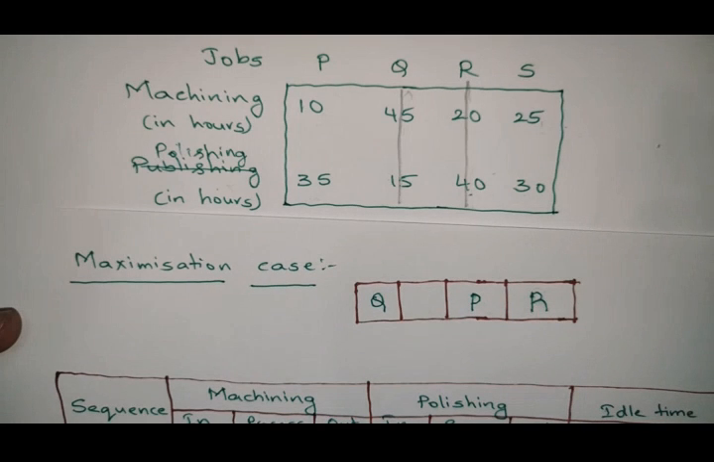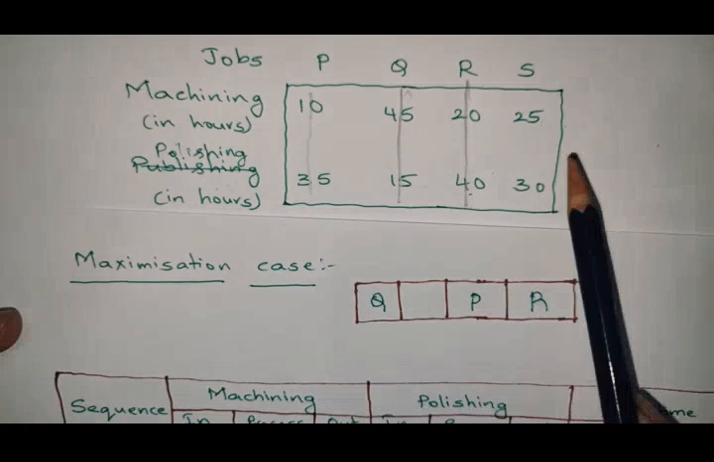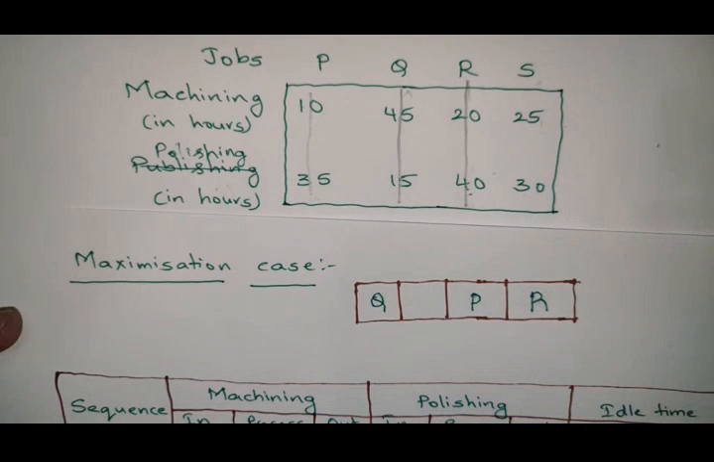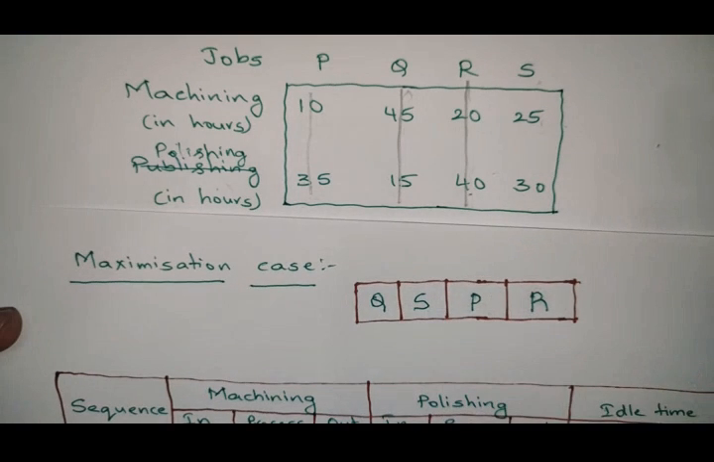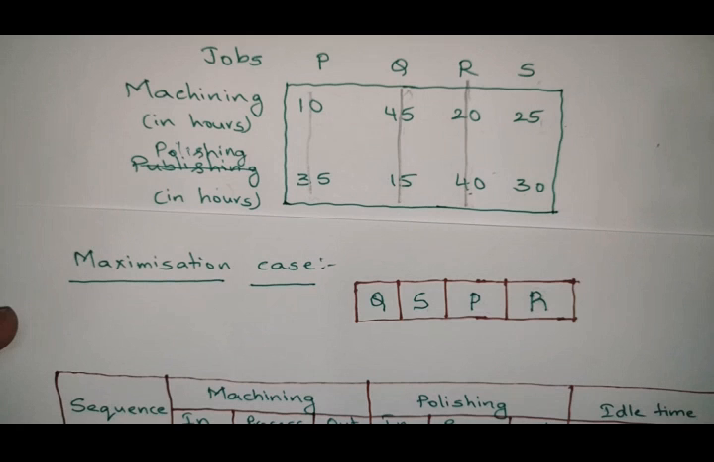Strike off P here. So the remaining one job is only S. So that's why fill this grid with the S. So now the sequence is Q, S, P, R. So now we need to find the total elapsed time and the idling time of the machines if we follow this sequence.